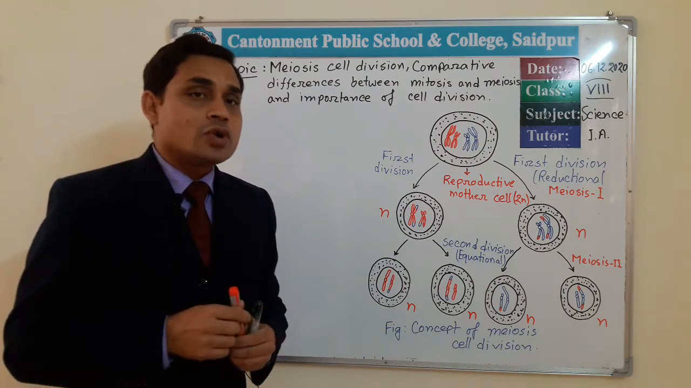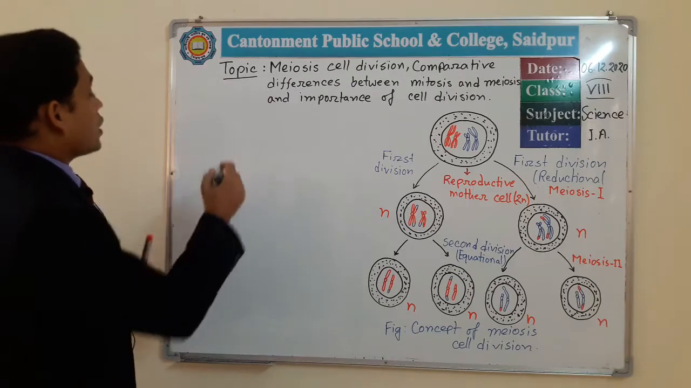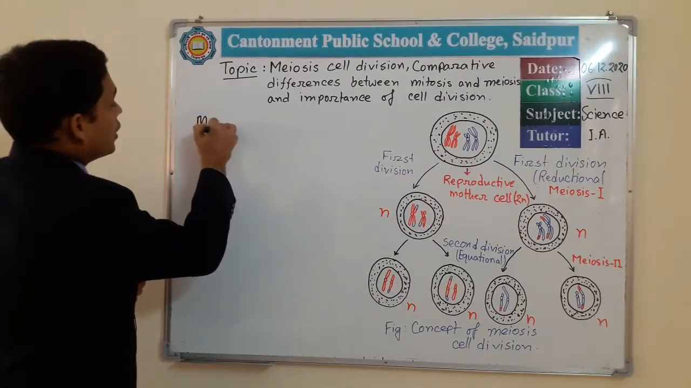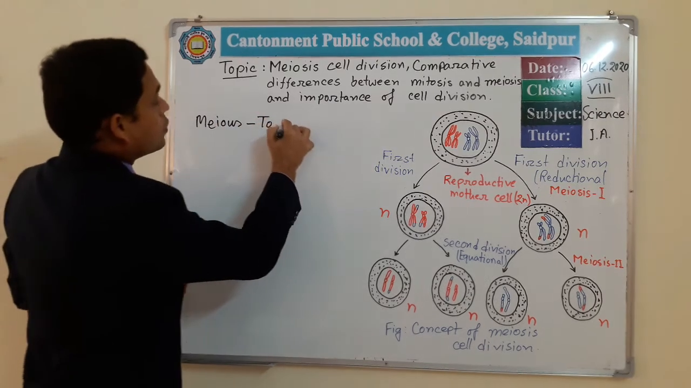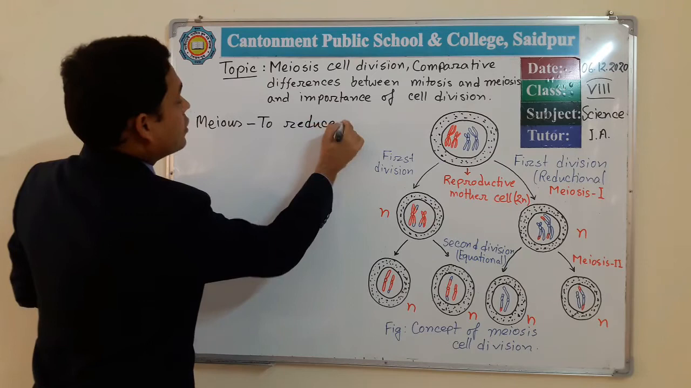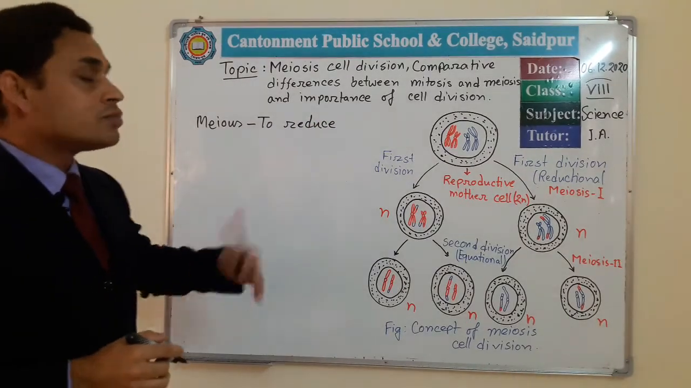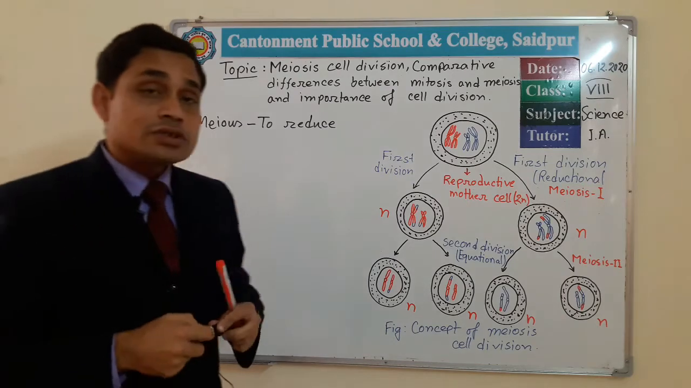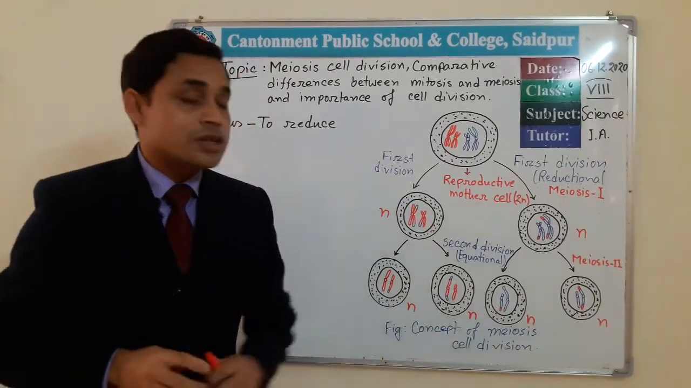From its name we get an idea. Meiosis, M-E-I-O-S-I-S. Meio means to reduce. That means meiosis cell division means something is reduced from the cells. So what is reduced? The number of chromosomes is reduced in the newly formed daughter cells.